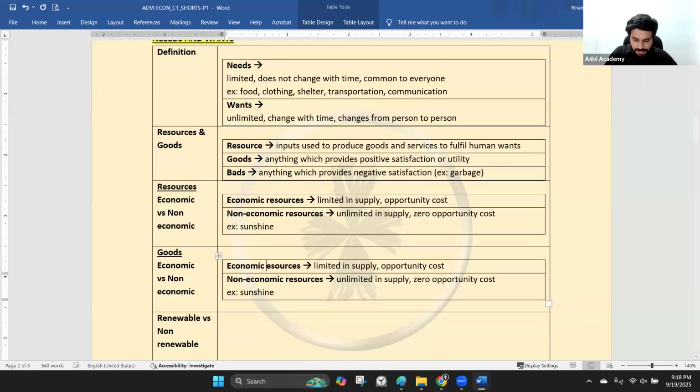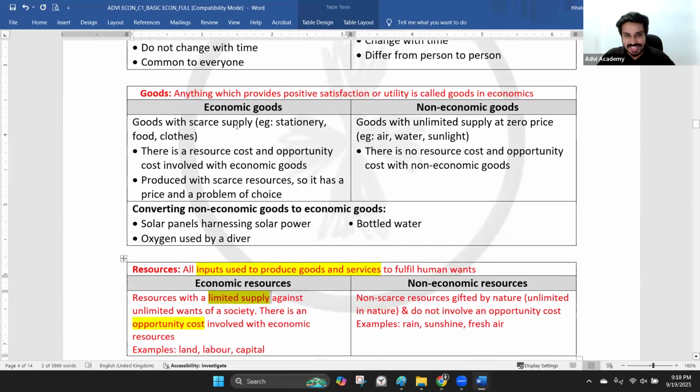Now we are going to talk about economic goods versus non-economic goods. What are goods? Goods are the ones we make out of resources. We use resources to make a good, the final product. For example, this bottle is a good. Why? Because I'm drinking water, I'm positively satisfied out of it. So it's a good. How did we make this bottle? By using glass. Where did the glass come from? Sand. So all of that sand is basically the resource part. So resource is that, good is this. Bottle.